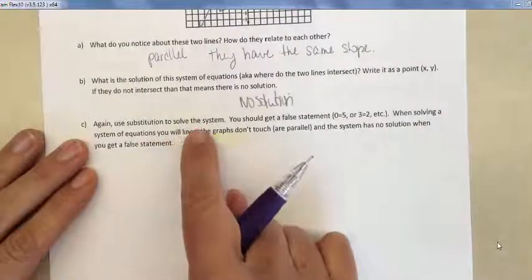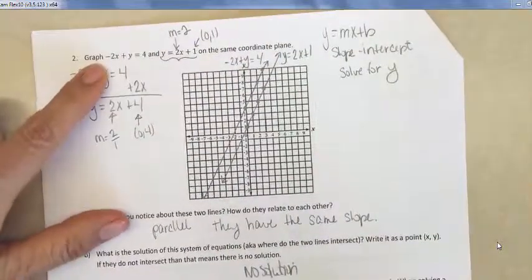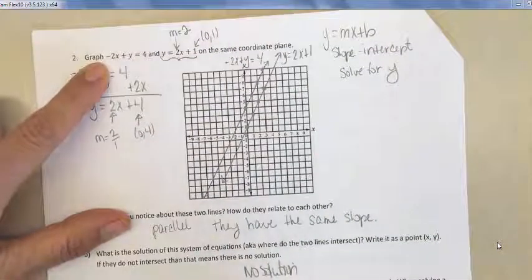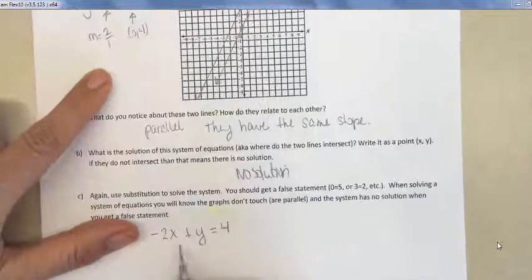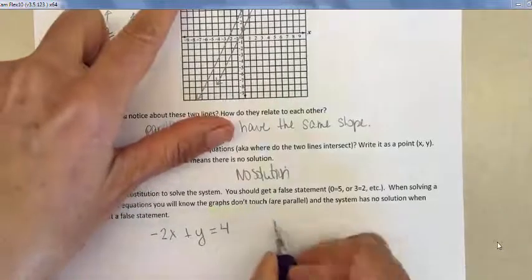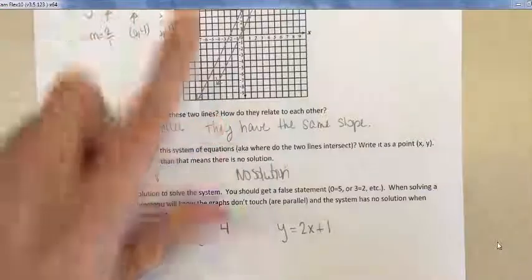Okay, so now we're going to go back and use substitution to solve the system. And we should get a false statement. Okay, so two equations here. I'm going to use the two originals so that you can see you don't necessarily have to change the order. You don't have to put this into slope-intercept form. You can if you want in order to use substitution, but you don't need to, right?